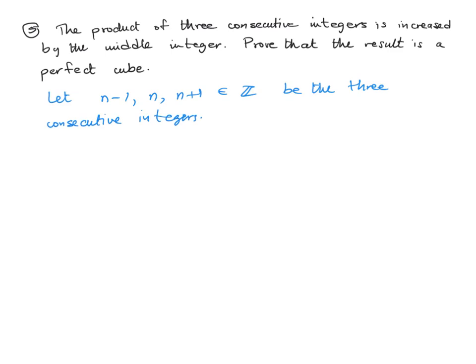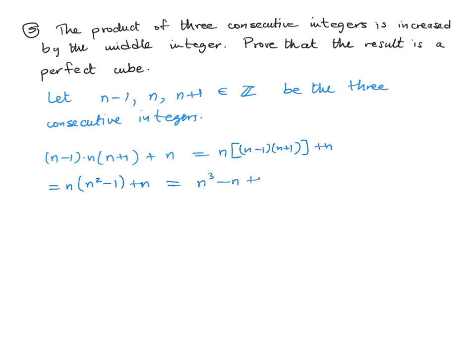So first of all, we do n minus 1 times n plus 1, and then it says increased by the middle integer. Well, that means plus the middle integer, which was n. So now let's work this out. Well, I'm going to carefully multiply these two together, and then later on the n. So let's do n first, and then n minus 1, n plus 1, and then plus n. Well, that's going to be n times, and that's the difference of 2 squares, n squared minus 1, and then plus n. And so distribute that n, and it's n cubed minus n, and then plus n.